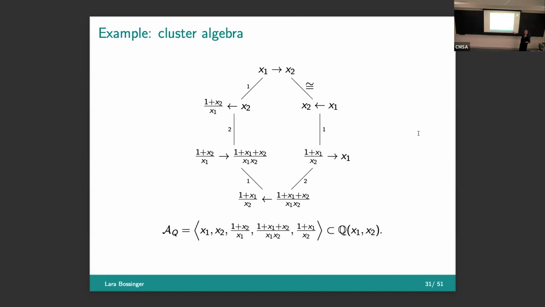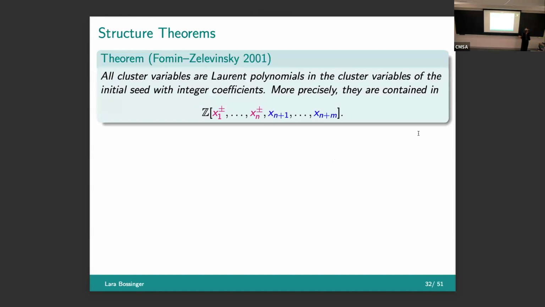Here, in fact, we only encountered Laurent polynomials and they only had positive coefficients. There are plus and minus 1 here, which is misleading because the example is small, but in general, that they only have positive coefficients is true. So the first result that Fomin and Zelevinsky proved is called the Laurent phenomenon.